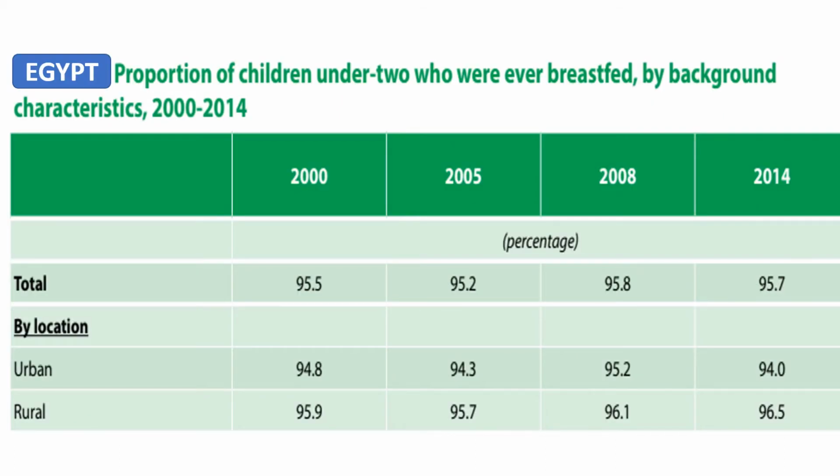This is a statistic about Egypt. The proportion of children under 2 who were ever breastfed by background characteristics. The total is about 95.5% of babies ever breastfed in Egypt during the years 2000, 2005, 2008, and 2014.